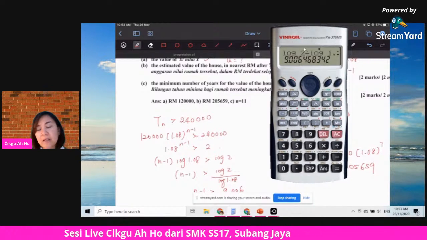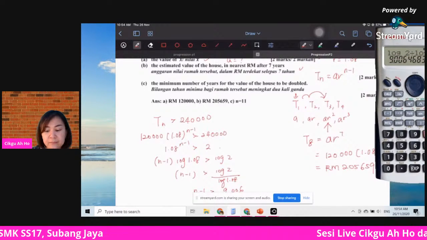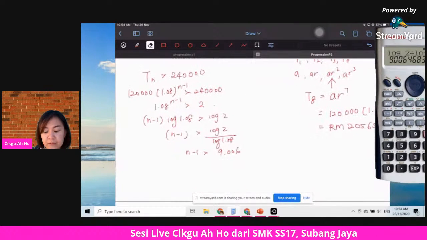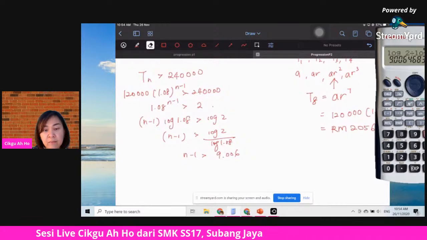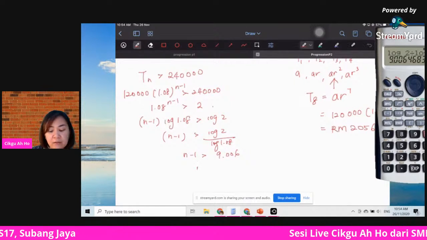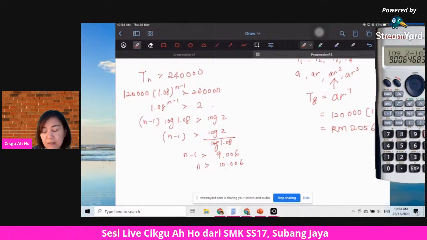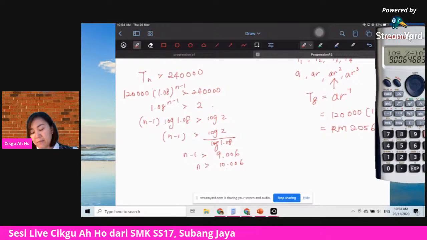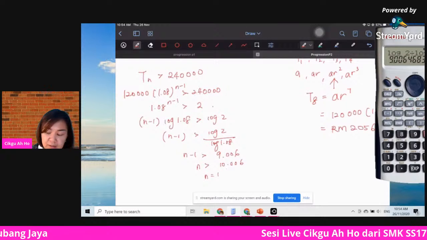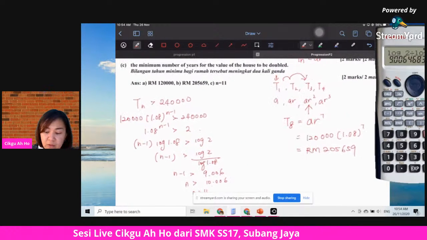Okay. So, when you get N minus 1 greater than 9.006, what is your N? So, it's plus 1, right? Add 1, 10.006. So the value of your N is also greater than 10. Your N is 11. Correct or not? Okay. So, you can double check.